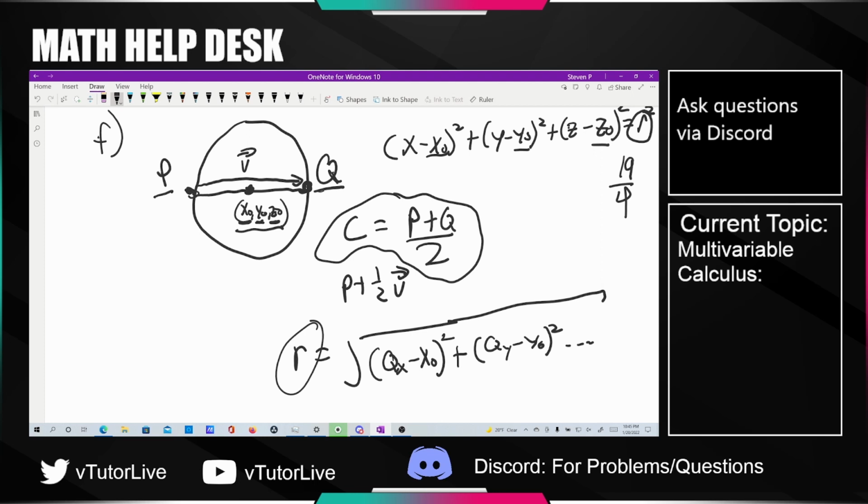So just to be a tiny bit more explicit, right? We would say that x naught is equal to, what is it? P in the x component plus Q in the x component over 2. And similarly for y and z.